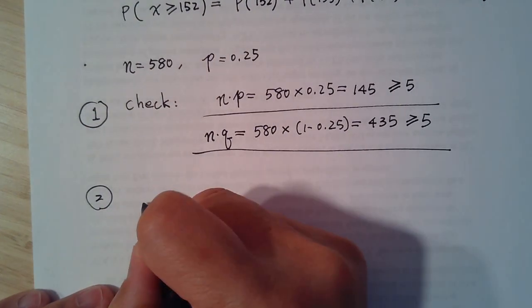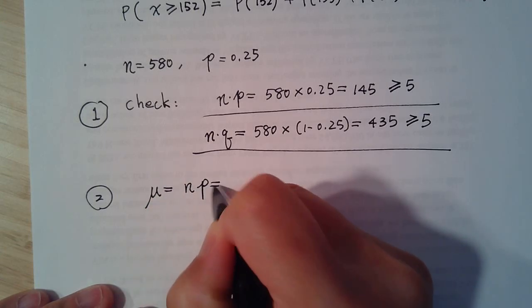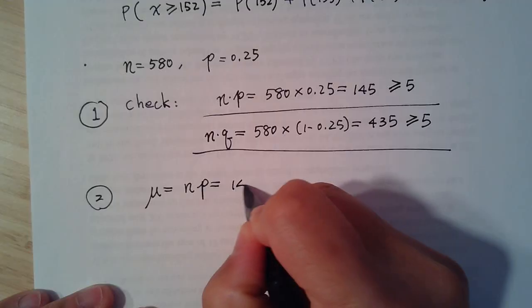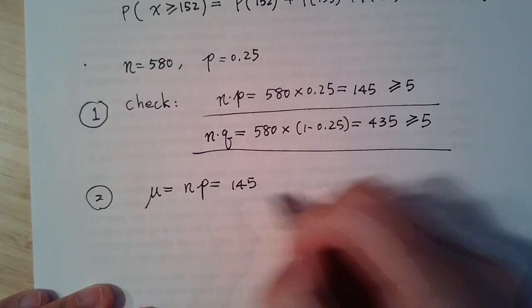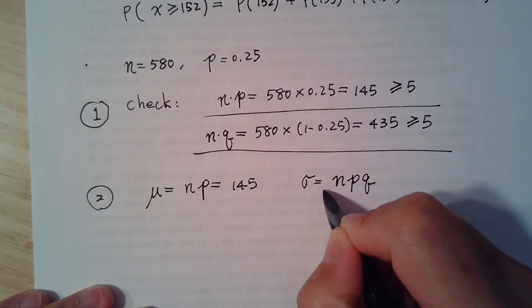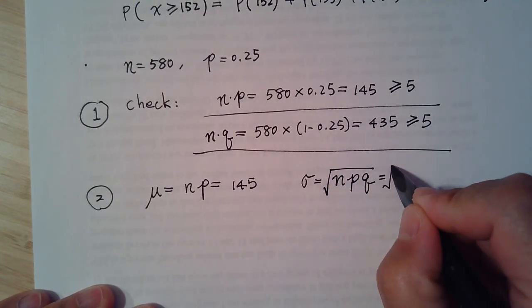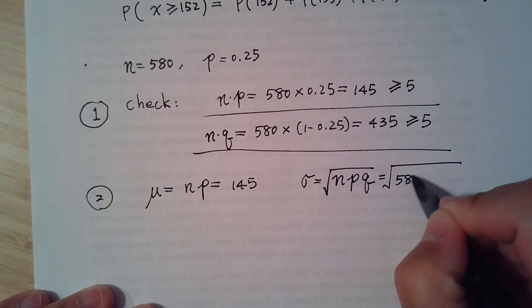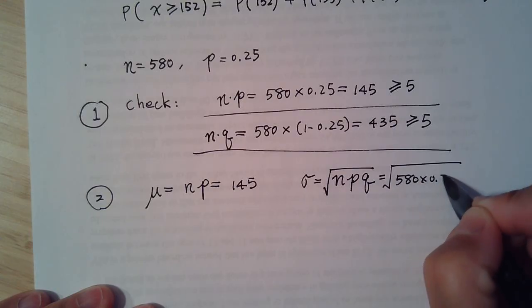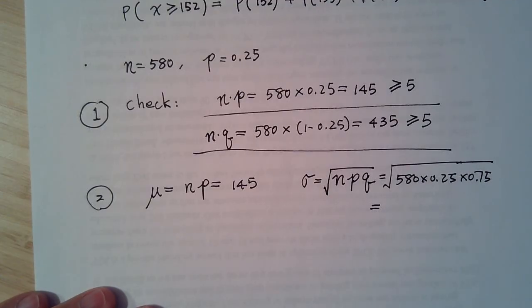I need to get the mean and standard deviation. And the mu is np, and we already know that, it's 145. And the standard deviation is the square root of npq. So that will be 580 times 0.25 times 0.75, because q is just 1 minus p. Let me find the answer.